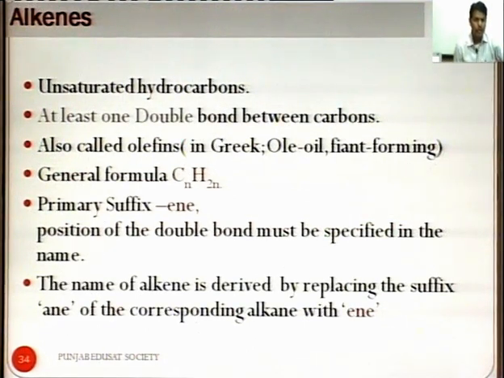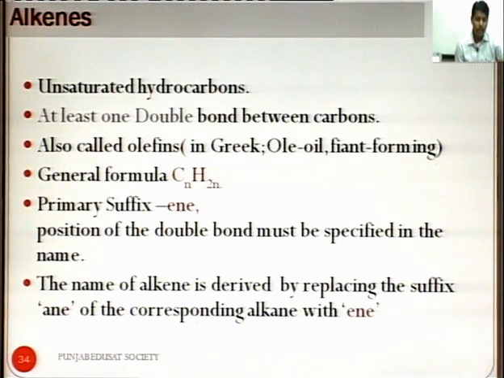Alkene, unsaturated hydrocarbon. So, alkenes are unsaturated hydrocarbons with a double bond. At least one double bond between carbons is a must for an alkene. Also called olefins; in Greek, oli means oil and faint means forming, that is oil forming compounds are called olefins. So, these are alkenes. The general formula for alkene is CnH2n. The number of hydrogens is double the carbons. The primary suffix is -ene. The position of the double bond must be specified in the name.